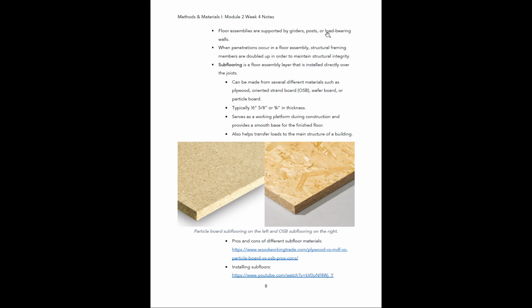Floor assemblies are supported by girders, posts, or load-bearing walls. When penetrations occur in a floor assembly, structural framing members are doubled up in order to maintain structural integrity. So let's say we have a hole that's cut for a stairwell or something like that in our floor. On all sides of that penetration we were cutting through the floor assembly, they're going to take the joists and double them up. So all the structural framing, they're going to have 2 instead of 1, and that is going to maintain the structural integrity of the floor system in those areas and prevent those holes from creating a structural failure.